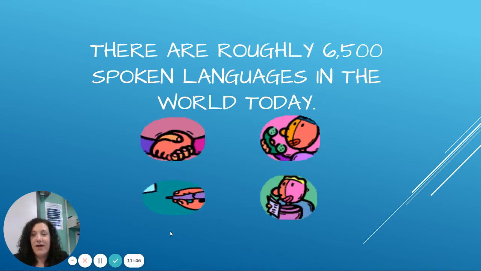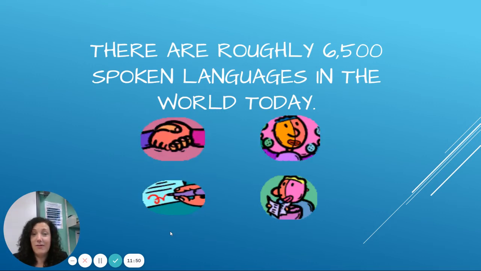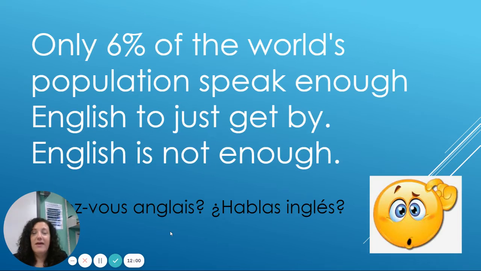Some facts for you. There are roughly 6,500 spoken languages in the world today, not just English, there are other languages out there. And 75% of the world's population doesn't speak English at all, which is obviously a massive percentage. So everyone does not speak English. In fact, only 6% of the world's population speak enough English to just get by. That's only 6%. So when I hear students saying everyone speaks English, that's not true. 6% of the world speak English, and that's just to get by, not to have a really fluent conversation. So English is clearly not enough.